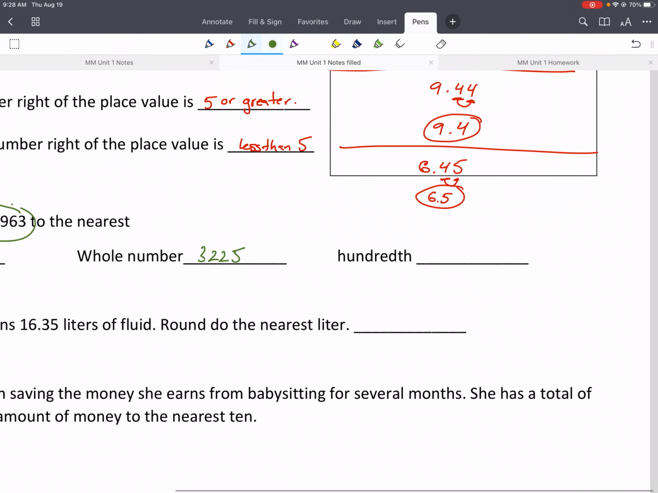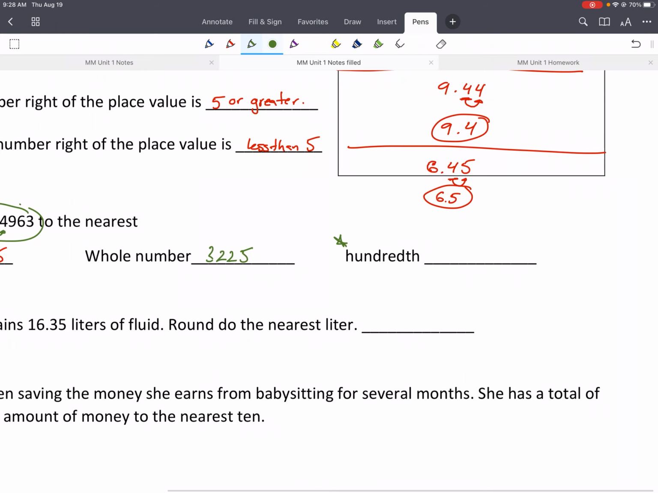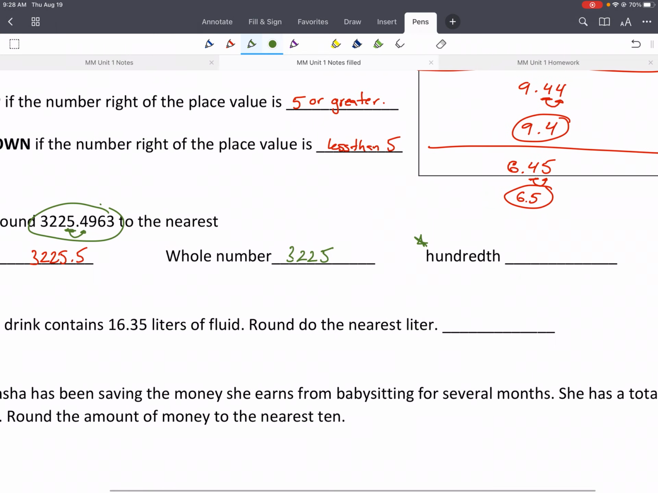All right, last but not least, this is a little tricky, so make sure we look at this. They want us to round to the hundredths. So first off, we need to identify the hundredths place. So here is our hundredths place. We look to the right, and it's a 6. So that's greater than 5, so we're going to round up. But we're going to round that 9 up to a 10.